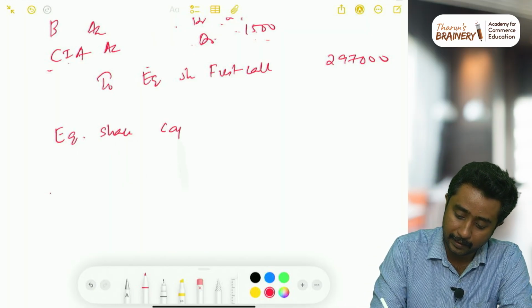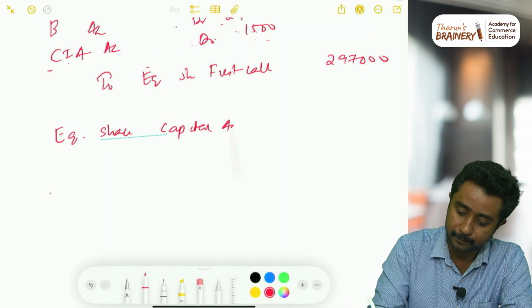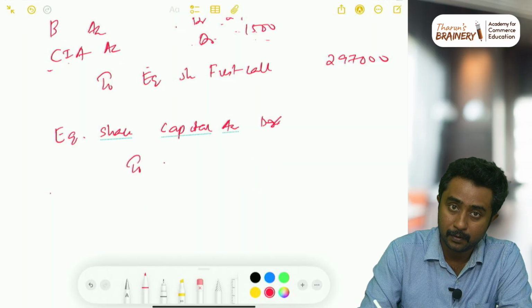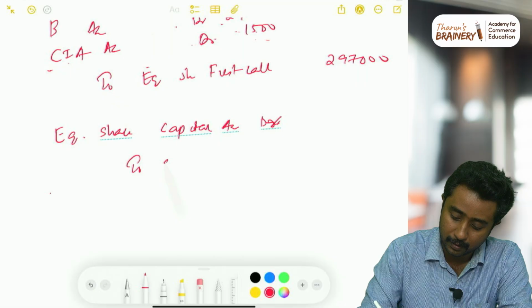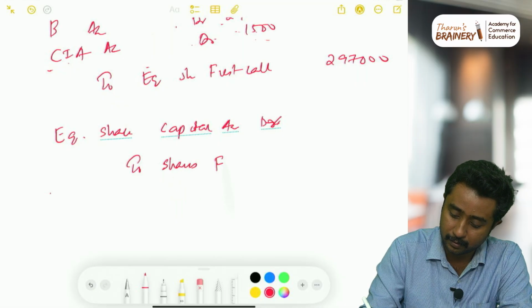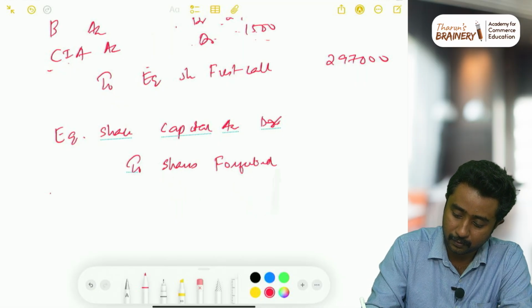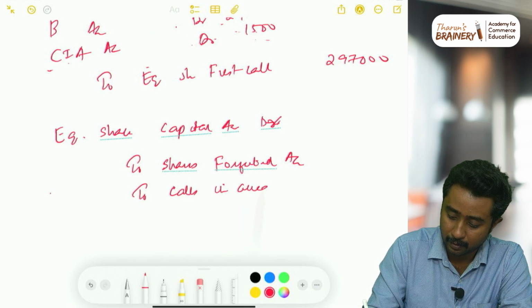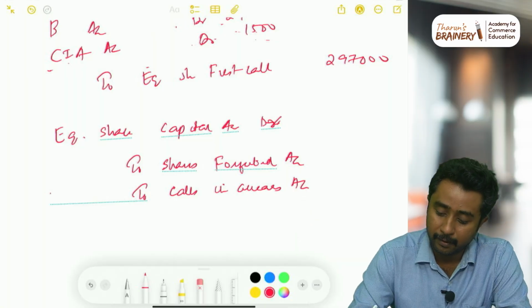Equity share capital account debit to shares forfeited account to calls in arrears account.